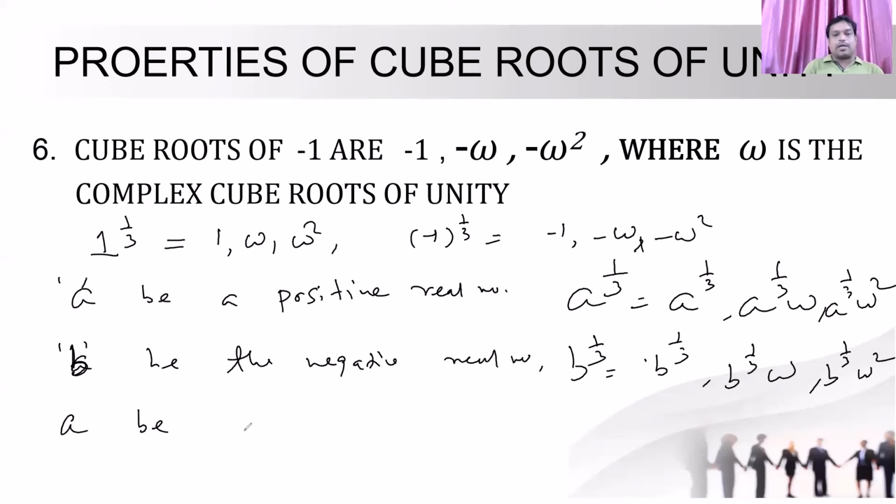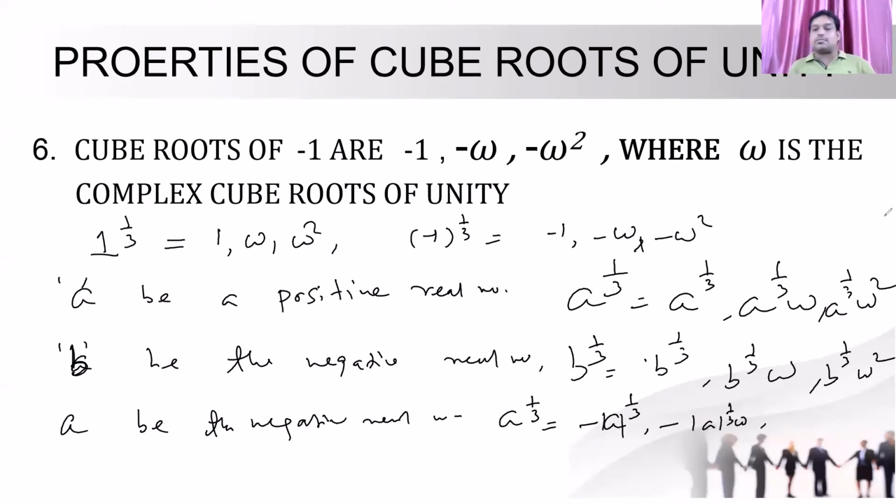Suppose A is a negative real number. Then what is the value of A to the power 1 by 3? You can write minus mod A to the power 1 by 3, minus mod A to the power 1 by 3 omega, and minus mod A to the power 1 by 3 omega square. These are the cube roots of any value.